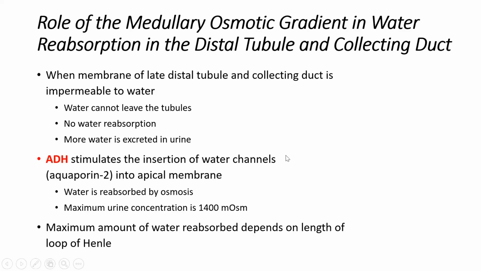Okay. Now, the maximum amount of water being reabsorbed depends on the length of the loop of Henle. We made this connection before. So if we have a really long loop of Henle, we have more time to really manipulate the osmolarity of that filtrate. And so we're going to have more concentrated urine. If we have a shorter loop of Henle, we're going to have less time for that ability to manipulate the filtrate, and we're going to have less concentrated urine.